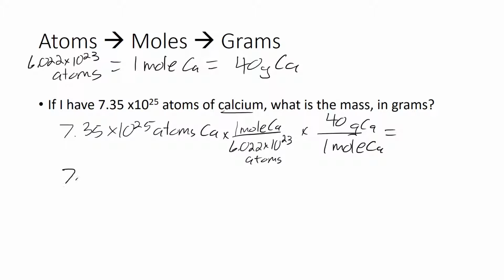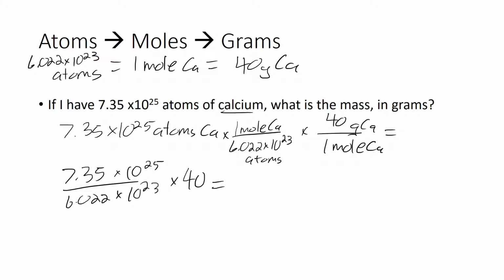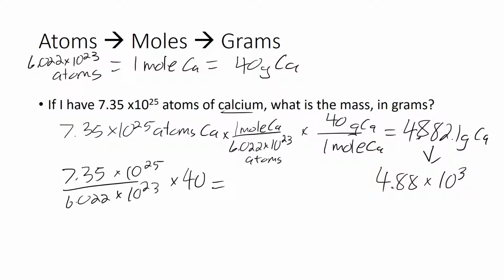So the math of it is quite simple. You divide out Avogadro's number, and then you just multiply that by 40. So all we're going to get is 4,882.1 grams of calcium, and in proper scientific notation, it's 4.88 times 10 to the 3rd grams of calcium. So this will be our final answer.